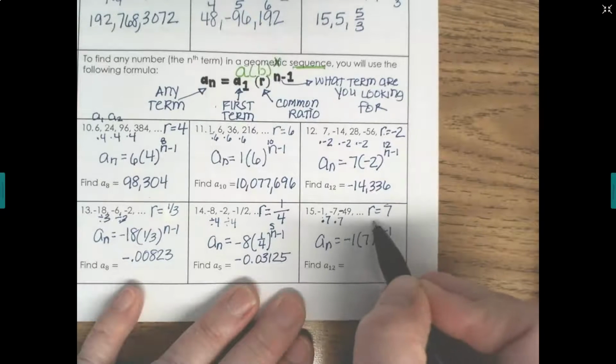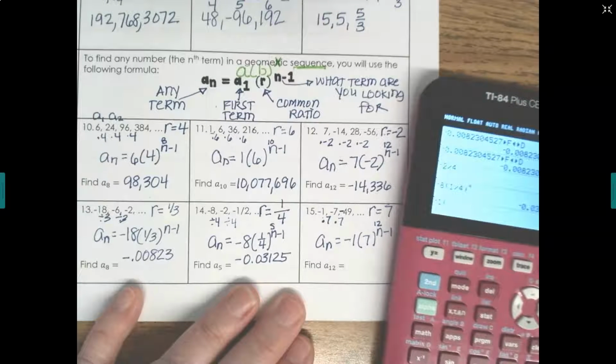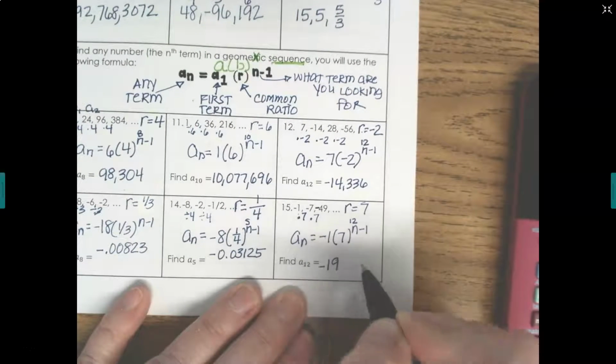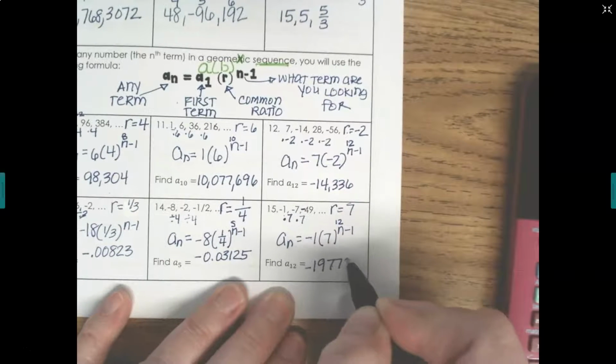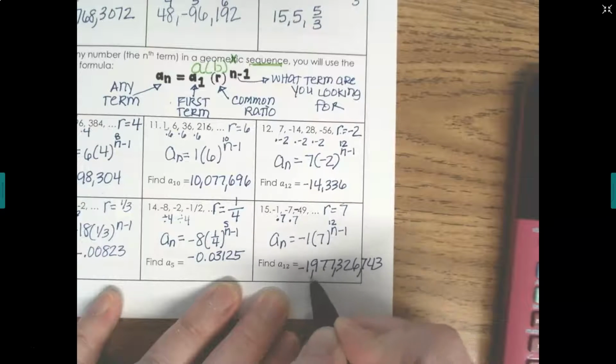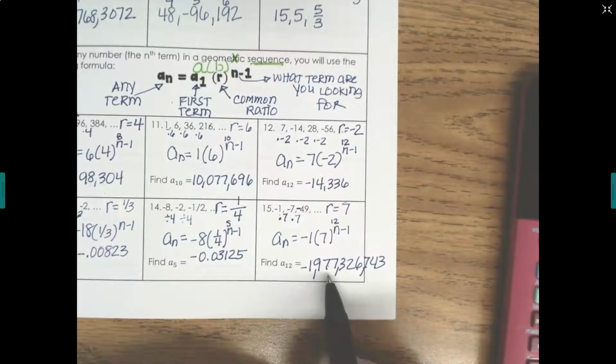And we want the 12th term, so you're going to plug 12 in for n. So negative 1 times 7 raised to the 12 minus 1, which is 11. So we have negative 1,977,326,743. Really big number, okay?